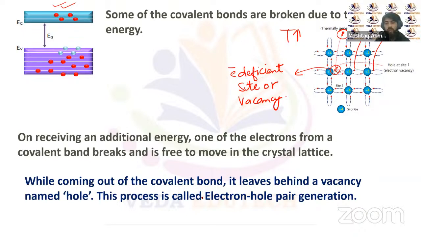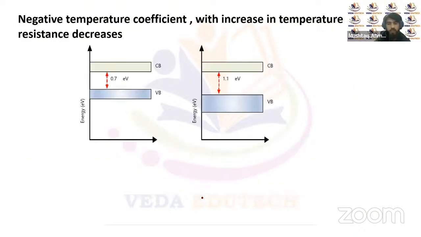So the electron hole pair is generated because of the thermal agitation, or because of the increase in the temperature. It creates the electron hole pair in intrinsic semiconductors, and because of that there is conduction. Now we know that upon increasing the temperature, the resistivity of semiconductors decreases, and the conductivity of the semiconductor increases, or we can say the band gap between the conduction band and valence band decreases upon increasing the temperature.